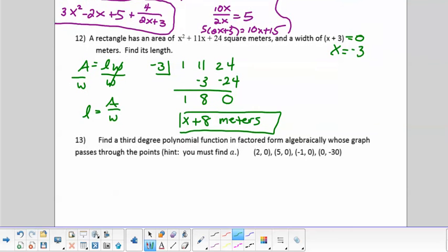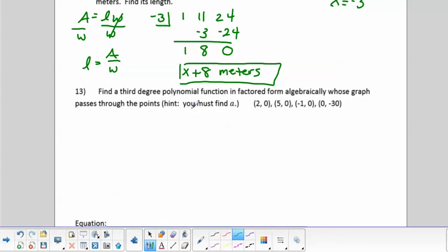Alright, in 13, we're going to find a polynomial function in factored form that passes through these points. So the x-intercept points, those are going to create factors. So these are the x-intercepts because the y is 0. We're going to use those to make the factors. So if you have a 0 at 2, then you have a factor of x minus 2. And if you have a 0 of 5, your factor is x minus 5. And if you have a 0 of negative 1, then you have a factor x plus 1.